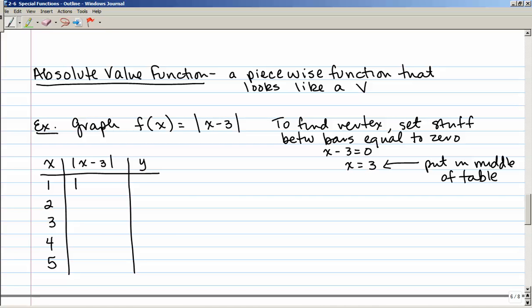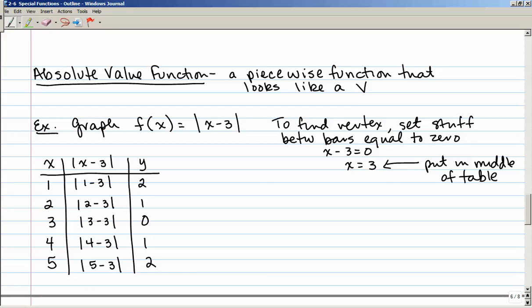And this isn't too difficult. Let's just go ahead and plug them in. So the absolute value of 1 minus 3. 1 minus 3 is negative 2. The absolute value of negative 2 is 2. Absolute value of 2 minus 3. Absolute value of negative 1 is 1. Absolute value of 3 minus 3 is 0. Absolute value of 4 minus 3 is 1. And the absolute value of 5 minus 3 is 2.